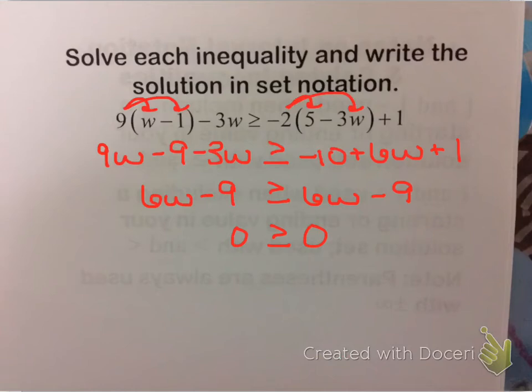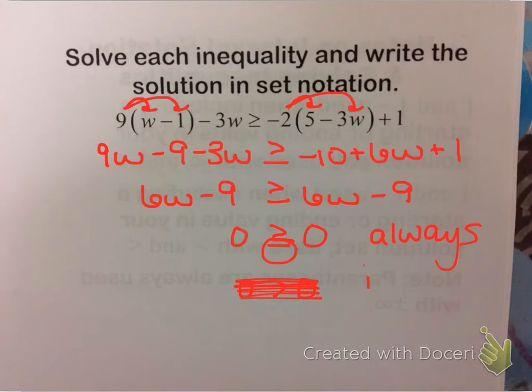Okay, now remember, what you're going to be left with is a statement that's always true or a statement that's never true. And this one is going to always be true. And that's because of that little equal sign right there, 0 is always equal to itself. Now if it had been 0 is just greater than 0, that would have been never true, because 0 is never bigger than itself, but it is always equal to itself.